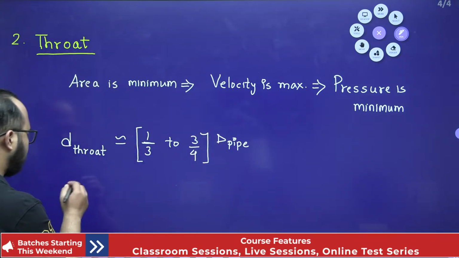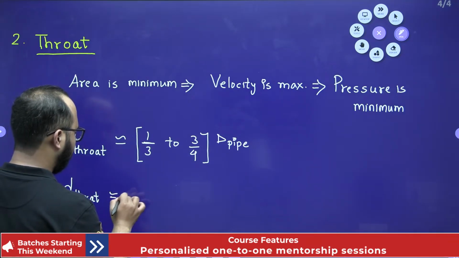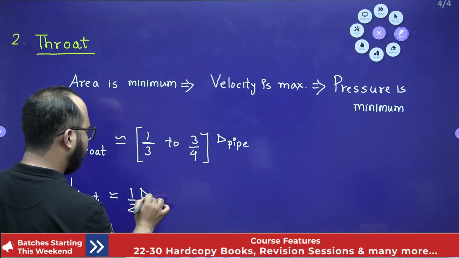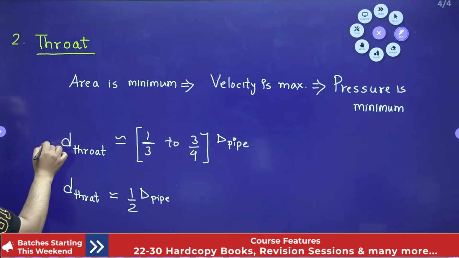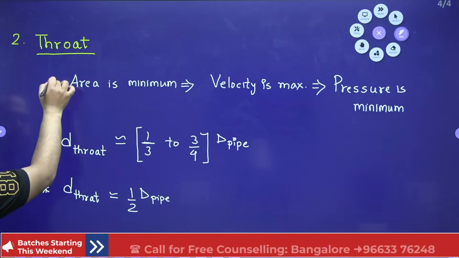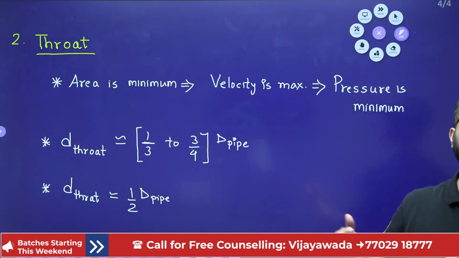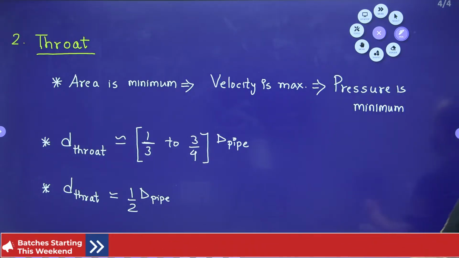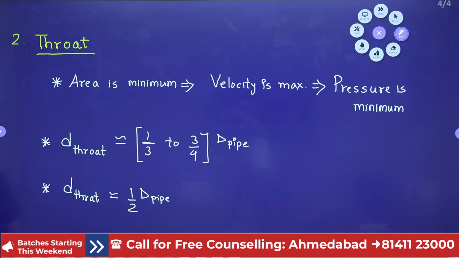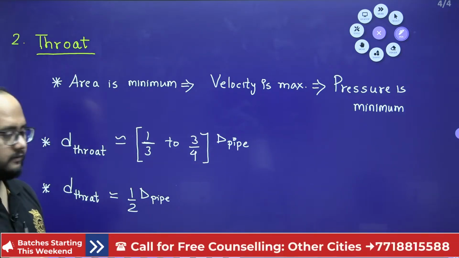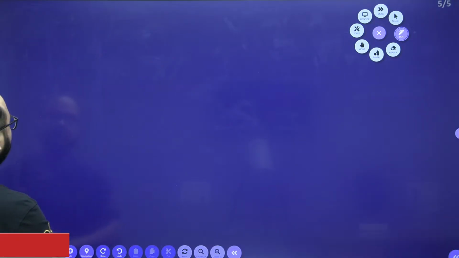But the most general diameter that we take in the case of the throat is generally half. Half of what? Diameter of the pipe. So this point you should always remember. We cannot decrease the diameter of the throat because of the possibility of cavitation. So up to a certain limit we can decrease, not beyond that. Correct everyone? Correct. Now, we have discussed the converging part, we have discussed the throat. Next we will discuss the diverging part.